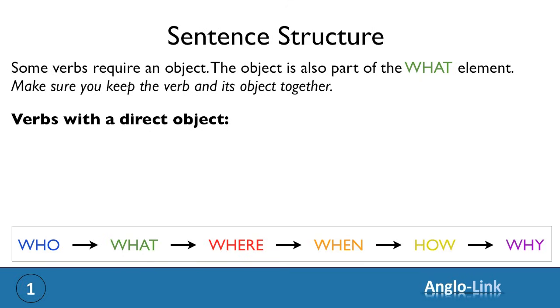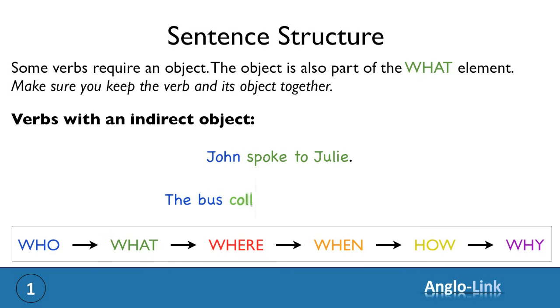Some verbs take a direct object. For example, John ate breakfast. The bus hit the tree. And some verbs take an indirect object. That's an object that comes after a preposition. For example, John spoke to Julie, or the bus collided with the tree.